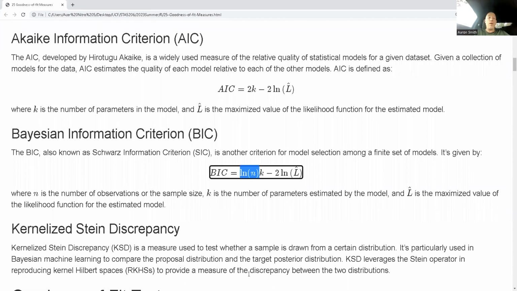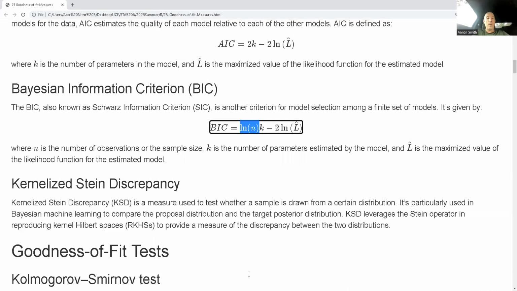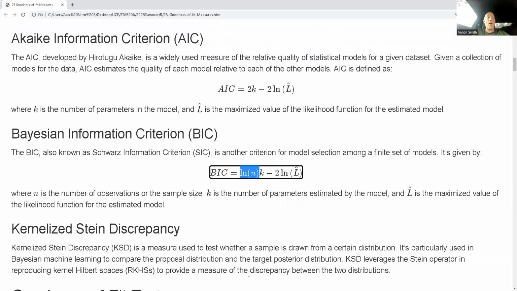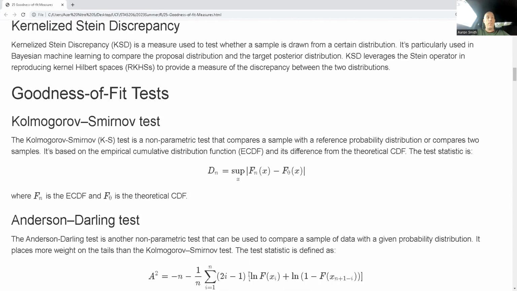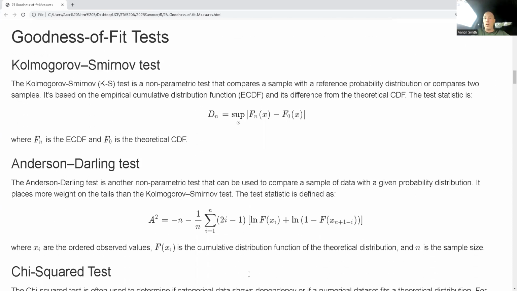There's also a kernelized Stein discrepancy. I'm not going to talk about that too deeply, but it is one. If you don't feel satisfied with the other measures, you could use this one. Now, when we talk about these goodness of fit measures, these are for when I have the same data set and I have multiple models I want to compare. Same data, multiple models, which one's the best one to work with? And different measures can lead to different conclusions.